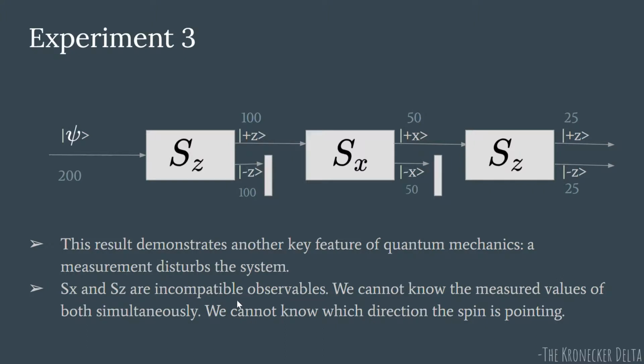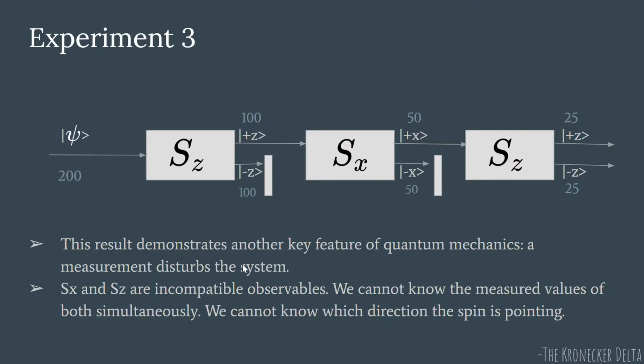Okay. Now here also comes a point of compatibility and incompatibility. Sx and Sz are incompatible observables. That means that we cannot know the measured values of both simultaneously. So if you know the value along Z, then at the same time you cannot know what the value along X is. In other words, you can never know in what exact direction your spin vector, which lives in the Hilbert space and is pretty hypothetical, is pointing. We can only ask what its component is along any particular axis.